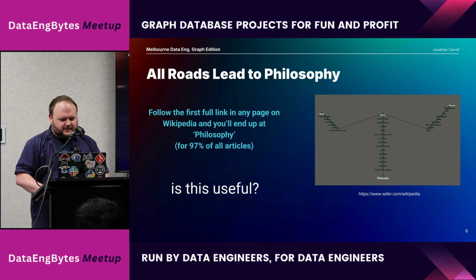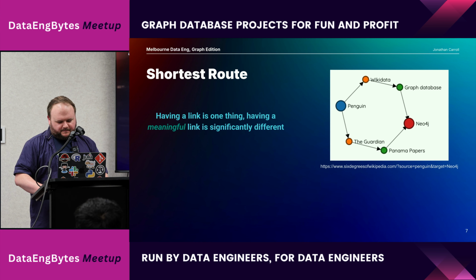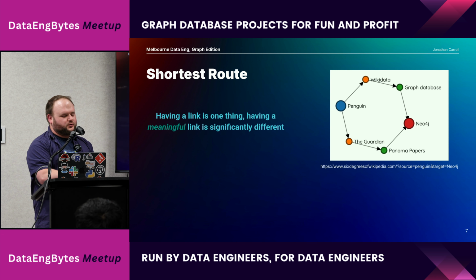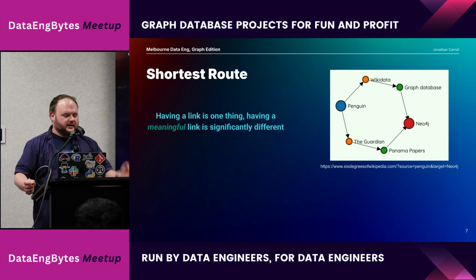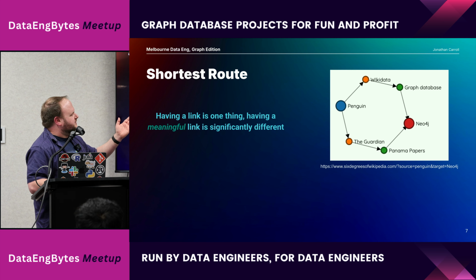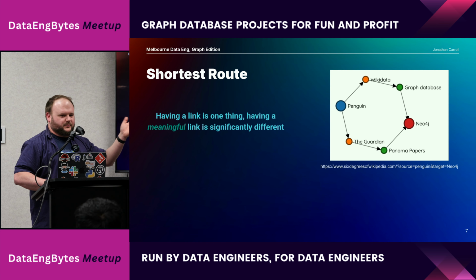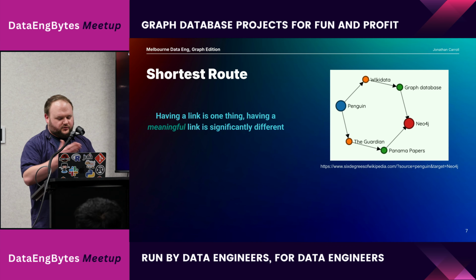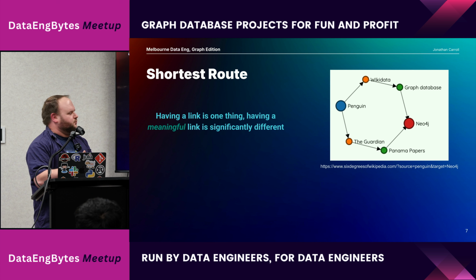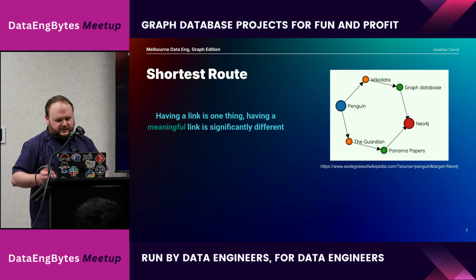And again, is that useful? Maybe not. So what about the shortest route? That's just taking the first link. What if you found the shortest route from any one page to any one other page? Penguin and Neo4j. That's all you need to do. Penguin, which has metadata on the page, so there's something about Wikidata in there, goes through graph database, because that also has Wikidata on it, and you end up at Neo4j.